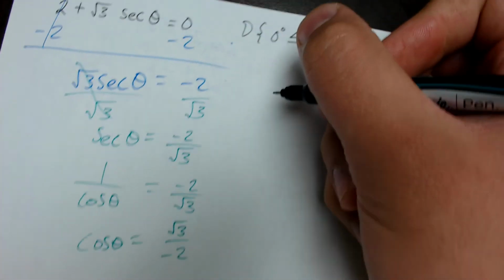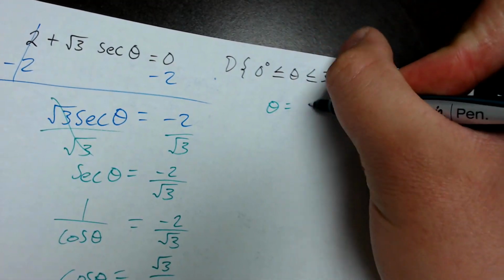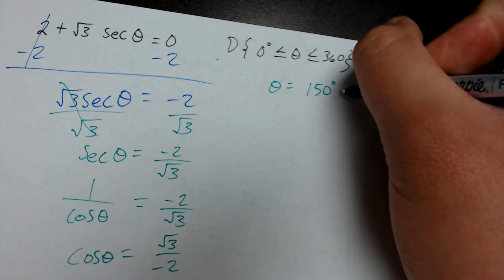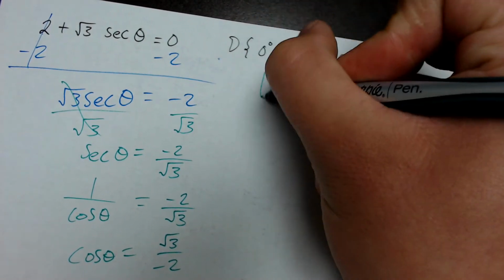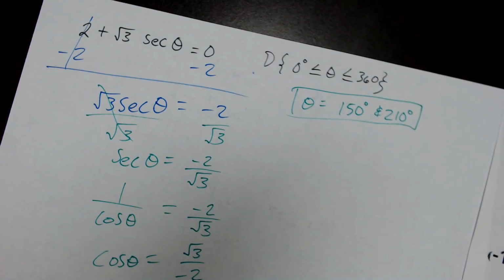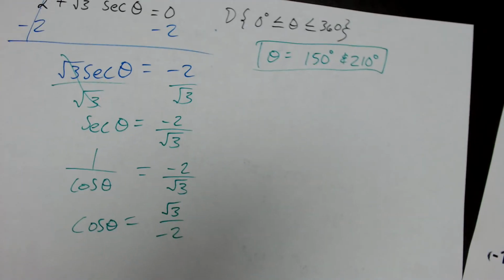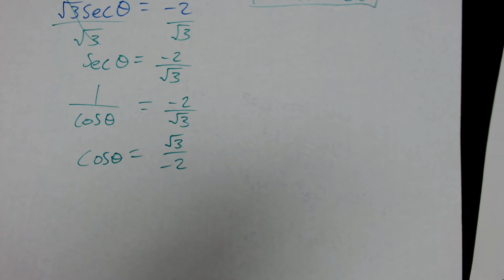So theta is going to equal 150 degrees and 210 degrees. And that is my final answer. And trigonometric equations are that easy. That's all it is. We'll do another one right now.